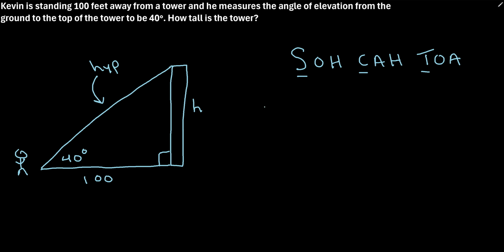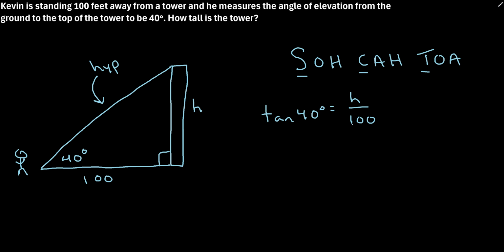So we can write that the tangent of 40 degrees is equal to the opposite side over the adjacent side. The opposite side of this 40 degrees is our h, and the adjacent side is this side right here, the 100. So the tangent of 40 degrees is equal to h over 100, and we just need to solve for h, the height.